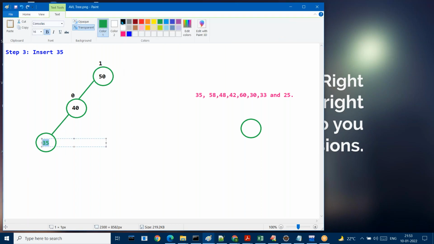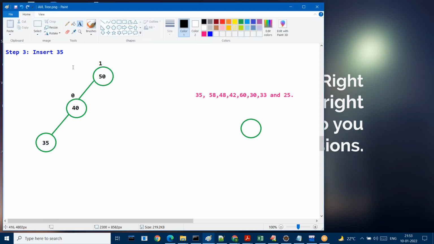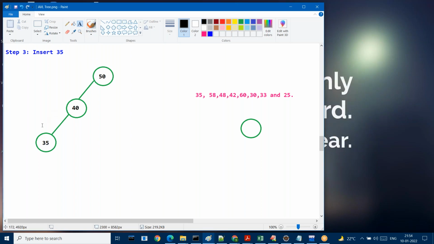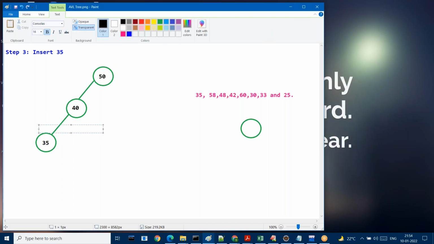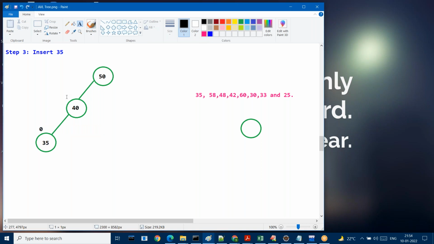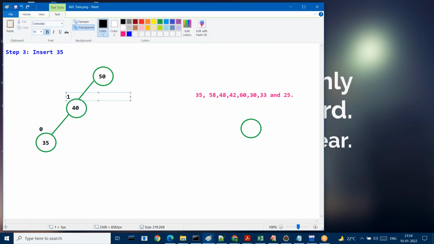As soon as you insert, what is your next job? Sir, calculate balance factor. Previous balance factor I'm deleting. From where will you calculate the balance factor? Sir, from the newly inserted node to the root node. Guide me, guys. Balance factor of 35? 0. Super. Balance factor of 40? 1. Super. Balance factor of 50?